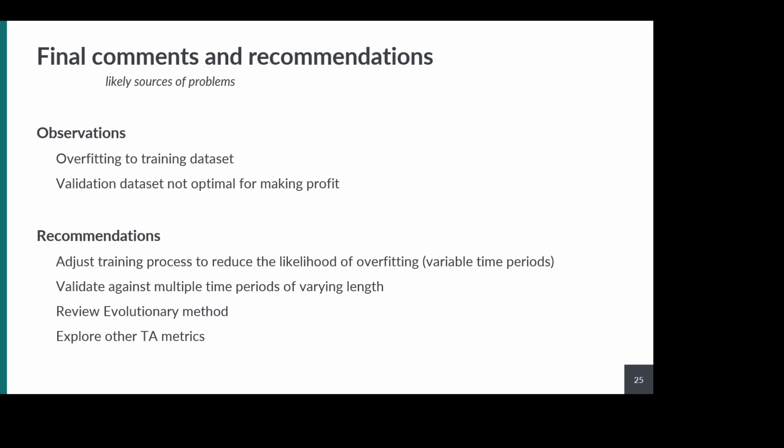We could also look at reviewing our evolutionary method. We are using a TEMA strategy, but we could look at some of the other technical analysis metrics which are commonly used, and find other ways to introduce those as additional parameters for optimization. This may make our technique a little bit more robust against unseen data.